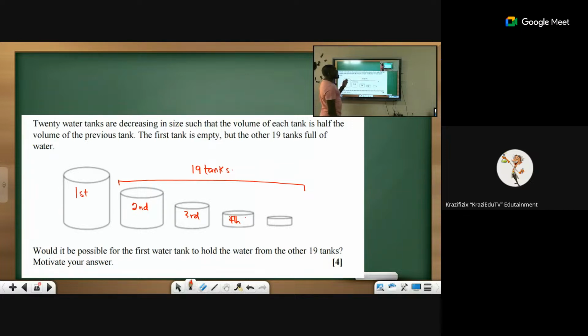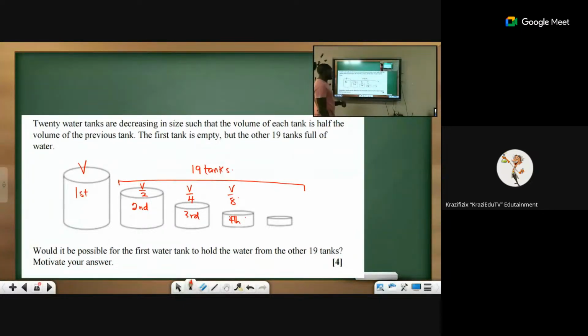20 water tanks are decreasing in size such that the volume, okay, if this one is V, volume here is V. What is the volume of the second one? It's half, V over 2. What is the volume of the third? It's half again, V over 4. Does that make sense? You divide that by 2. What is this? V over 8. So will the 19 fill the first one?